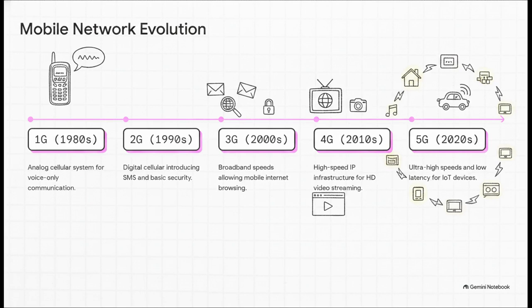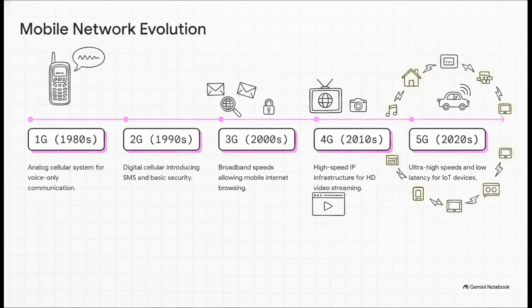Obviously, we eventually wanted to cut those physical cords. And the evolution of mobile networks is this brilliant story of progressive revelation. Every single decade solved a completely new problem. Back in the 80s, 1G gave us analog voice calls, but absolutely zero data. Then the 90s brought 2G.